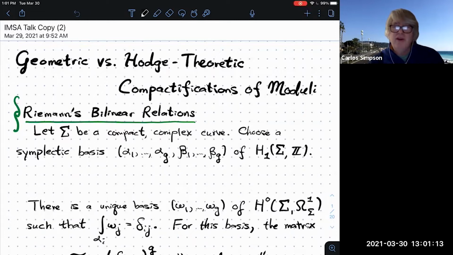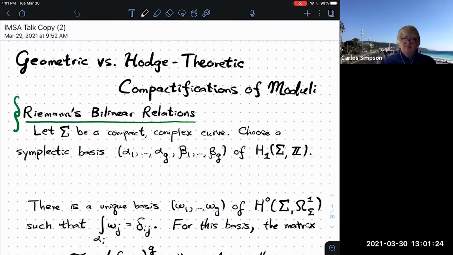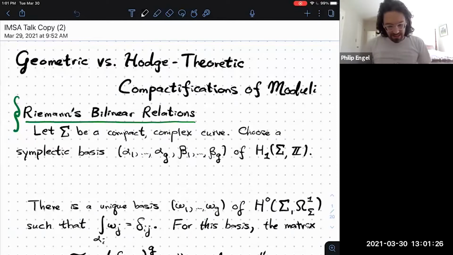On comparing geometric and Hodge-Theoretic compactifications of moduli. Okay, so thanks Philip so much for the invitation, and thanks for introducing me. So I want to discuss comparing geometric and Hodge-Theoretic compactifications of moduli.